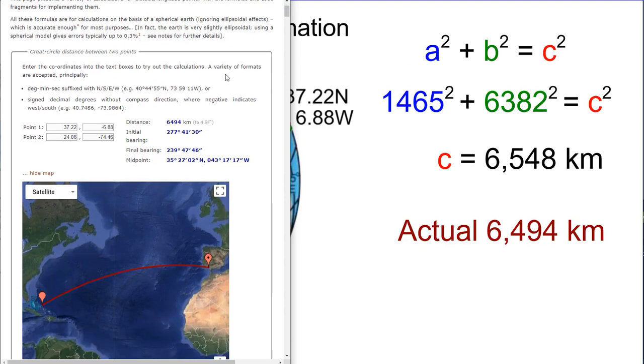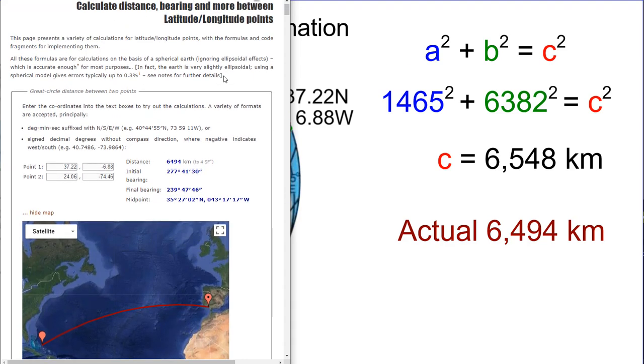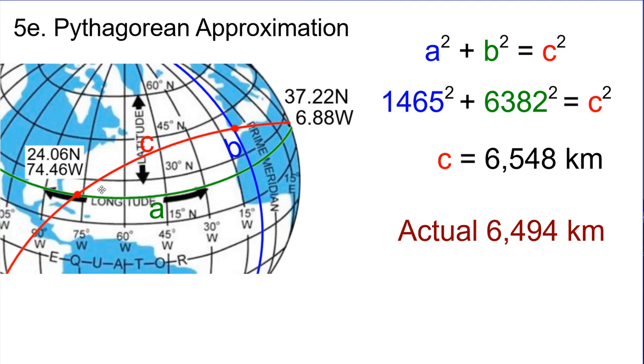Lots of fun I'm going to have putting in lats and longs and getting all this stuff out. But anyway, really cool stuff. The reason it falls apart again is because this is a curved surface. It's not a flat surface, so we can't use the Pythagorean theorem when we're dealing with spherical geometry. So the haversine formula works. It kind of does it for us.